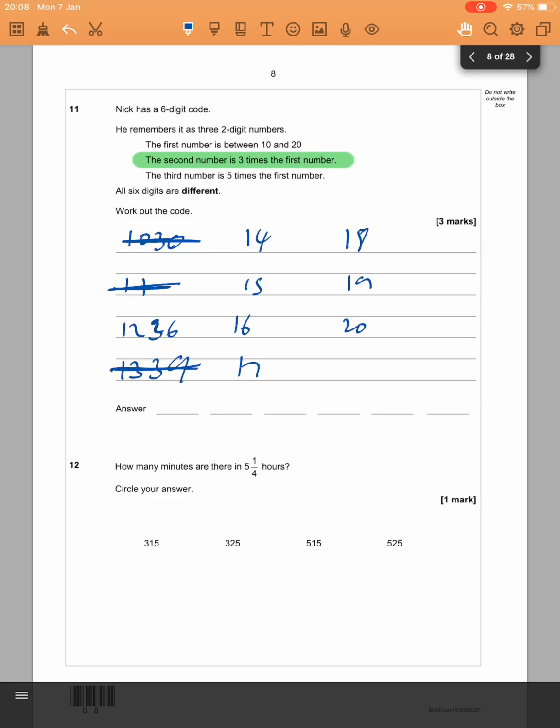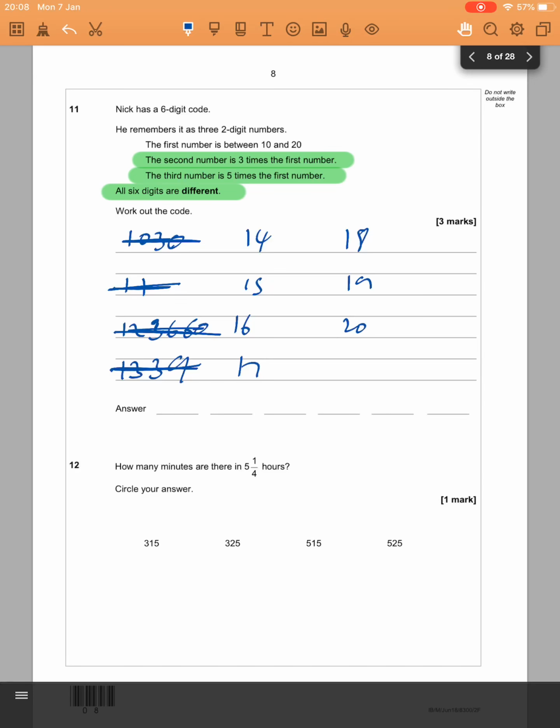So when you've done that for all of the numbers, you can then go through and look at the last condition. You need to cross out any numbers that don't fit this condition. The third number is 5 times the first number. So I now know I've got to do 5 times 12, which is 60. So actually, so far, none of these work because I've got two 6s, so that can go. I need to carry on the process with the other numbers and see if I can find one that satisfies this criteria, that all 6 digits are different.